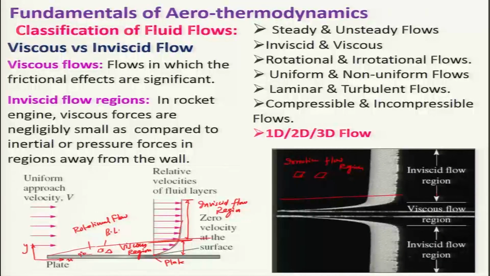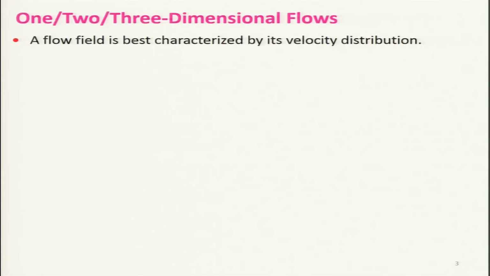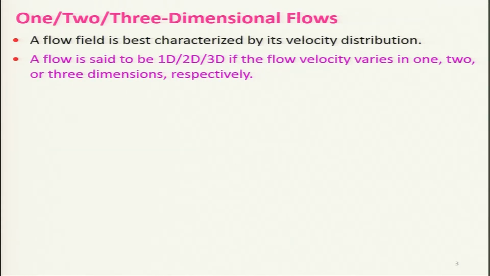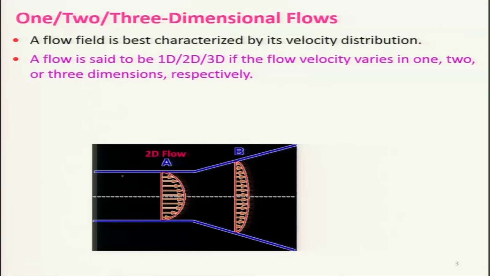As I told earlier, if it is uniform, that means the flow remains constant along its direction, along the r direction, and it is changing in one direction, we call it one dimensional. When the flow is changing in both directions we call it two dimensional, and of course the flow can be three dimensional. Let us look at it further. A flow field is best characterized by its velocity distribution. Flow is said to be one dimensional, two dimensional or three dimensional if the flow velocity varies in 1, 2 or 3 directions or dimensions respectively.